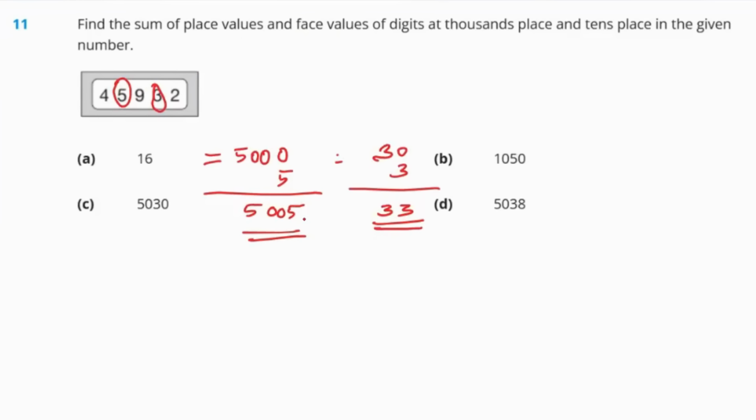And we have to add this together. 5005 plus 33 is 5038. So the correct option is option D, that is 5038.